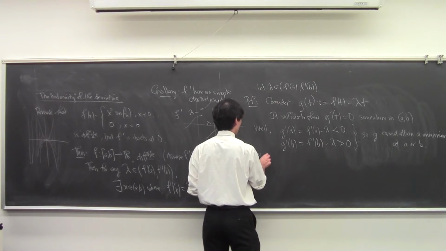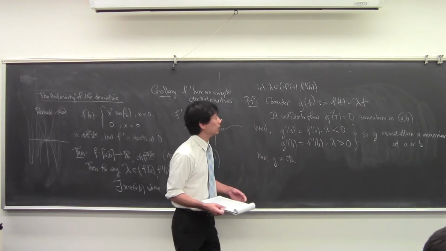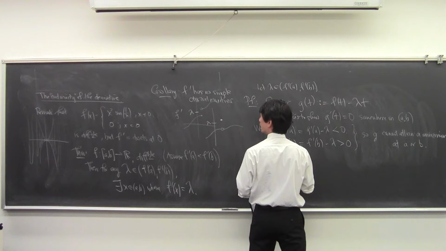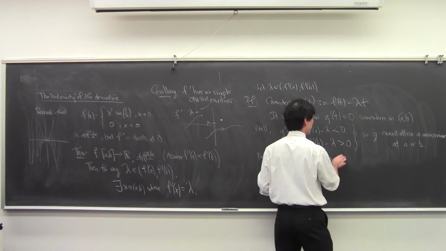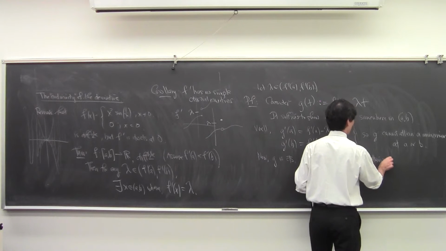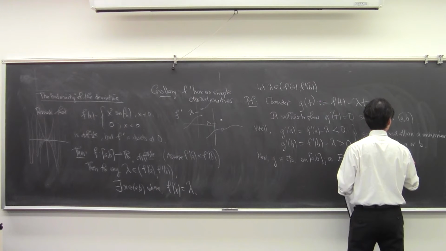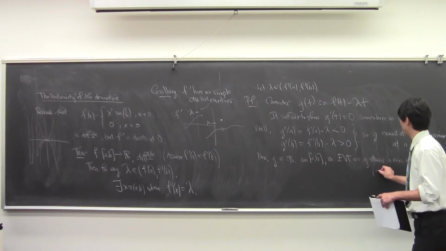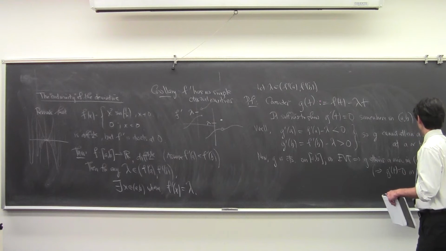Now, g is continuous, right? Because it's a differentiable function minus a line, and it's on AB. So by the extreme value theorem, g attains a minimum in the interior, and so that's where g prime becomes 0.